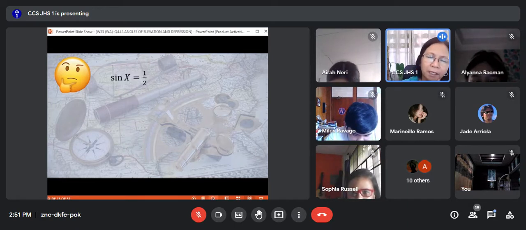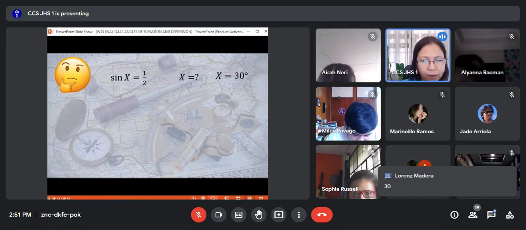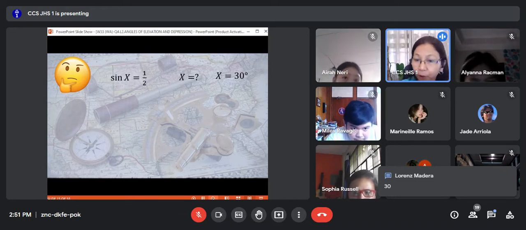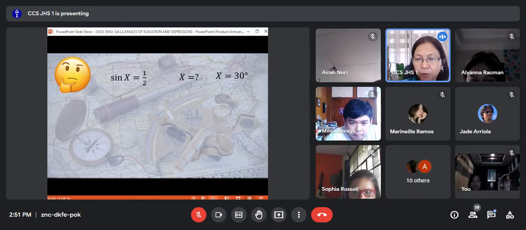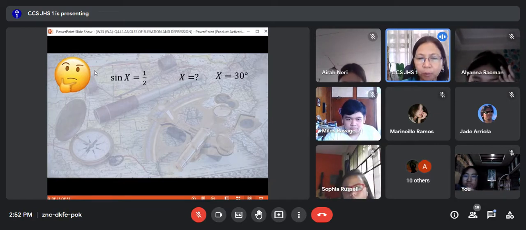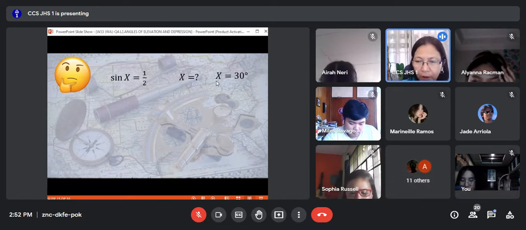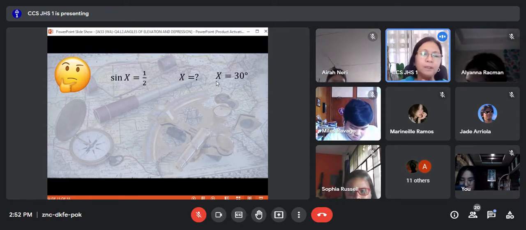What if you have sine x equals 1/2? What is our x? 30 degrees. Do you know how to get this from the calculator? Yes or no? Do you know how to solve for x using your calculator? Because we will be doing that in our second module. Given sine x equals 1/2, do you know how to find x using your calculator? No? Okay, you will have that later.